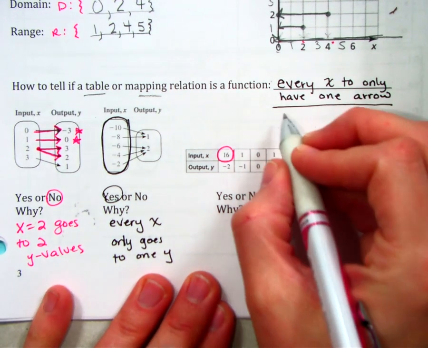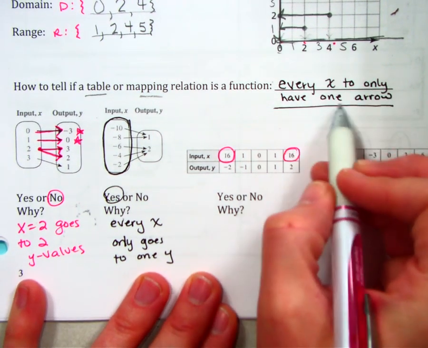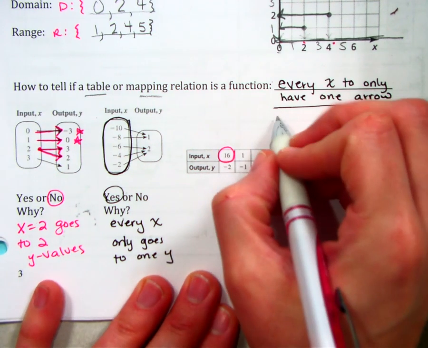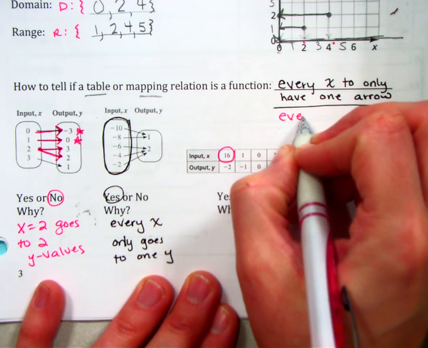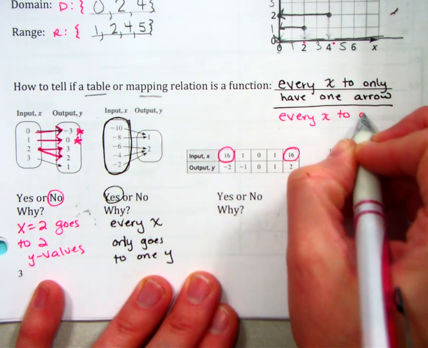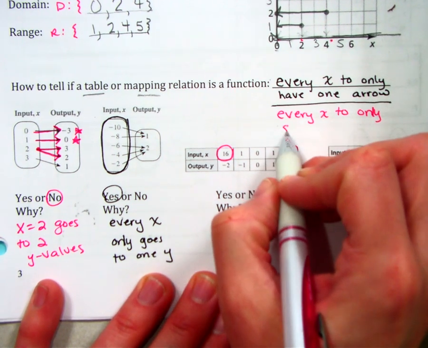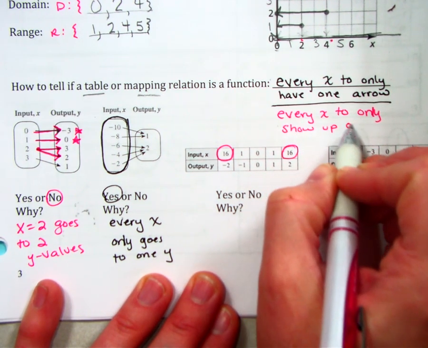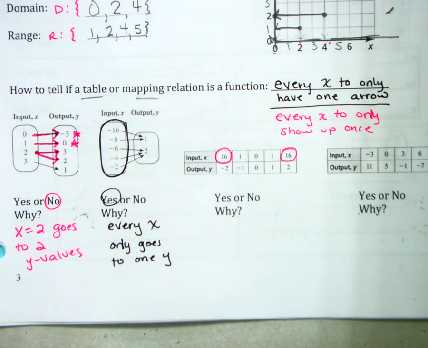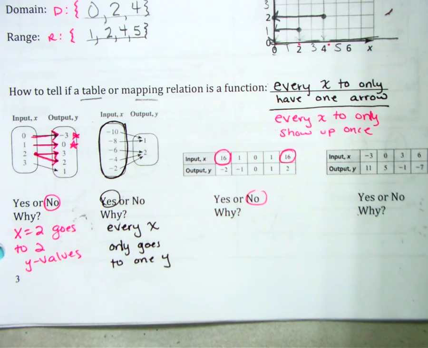So in a table, every x has only one arrow. That's for the mapping. In a table, you're looking for every x to only show up once. If that x value shows up twice, that means it's going to 2 different places. Okay? So we're looking for it to only show up once, not to show up twice. So this one is going to be a no. There's actually 2 that ruin it on this one. 16 ruins it, and +1 ruins it for the x's.